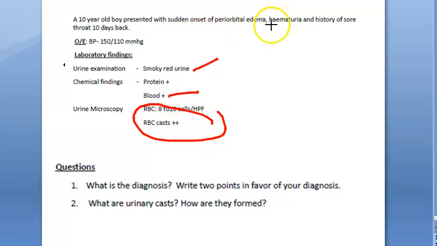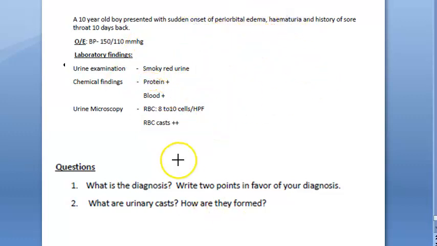Smoky red urine. Hematuria. Other than that, what all are you seeing? Edema. Protein in the urine. Periorbital edema. So, it indicates something to do with the kidney, right? So, now, what is the diagnosis? Diagnosis is nephritic because here there is blood in the urine. Two points to favor your diagnosis: edema is there, hematuria is there, protein is found in the urine, RBC is also there in the urine.